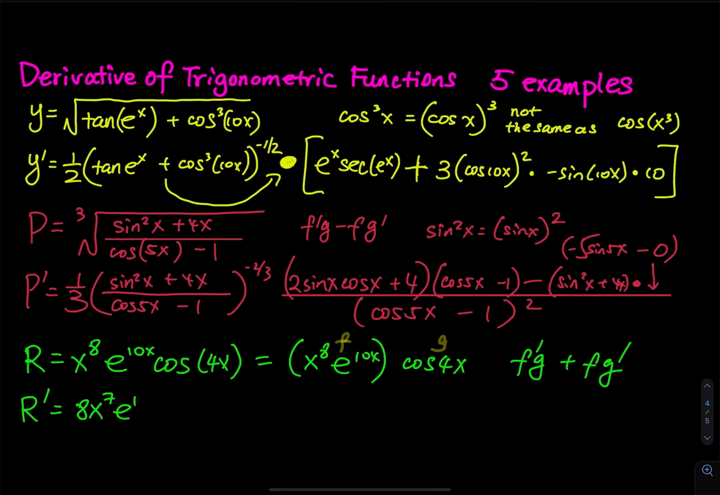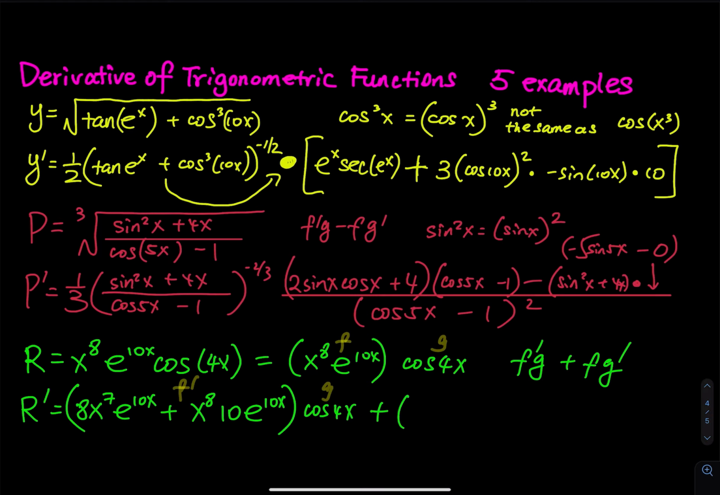Times e to the 10x, and then plus x to the 8th times e to the 10x, and then times 10. Chain rule. What else? Yep, this is done, and then you have everything times cosine of 4x. So f prime g is done. So this is f prime, this is g, and then you add f g prime.